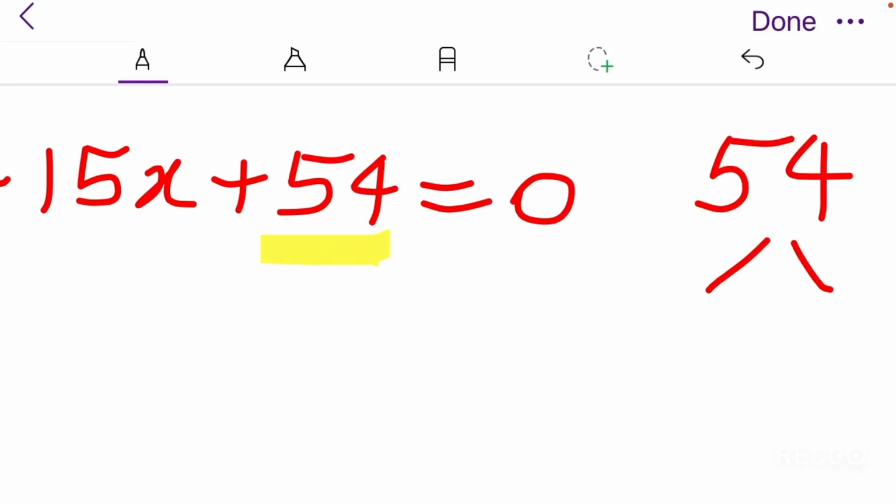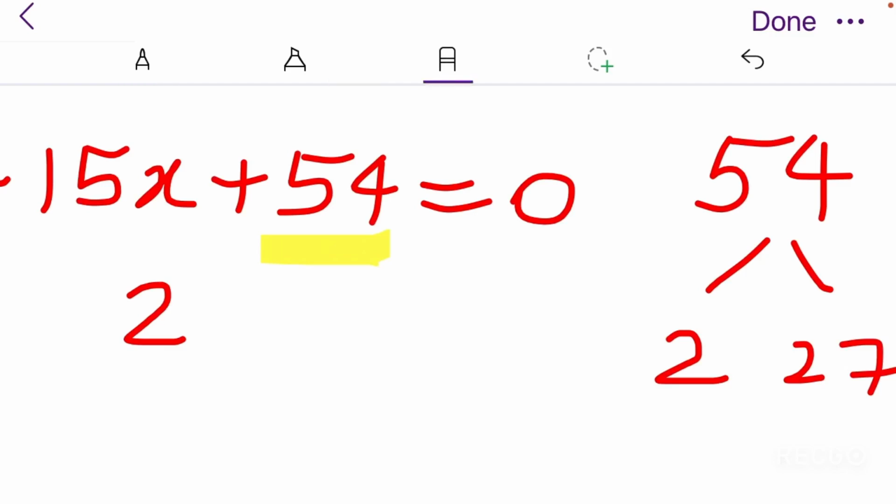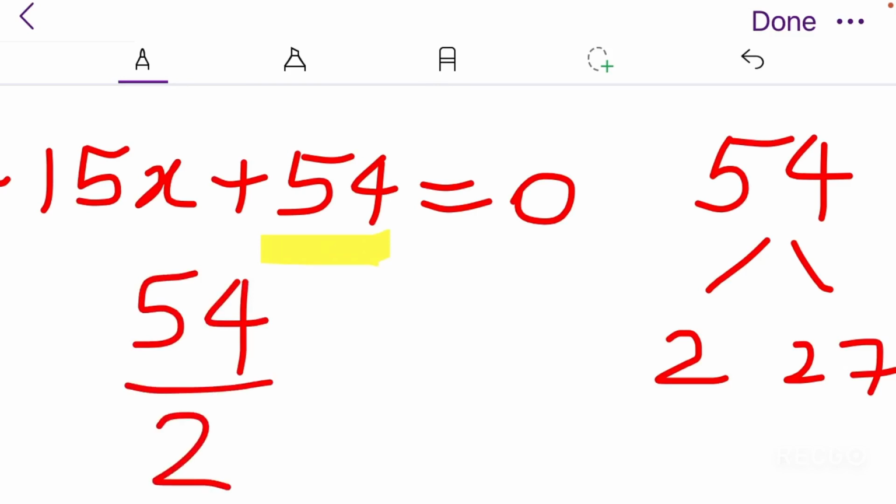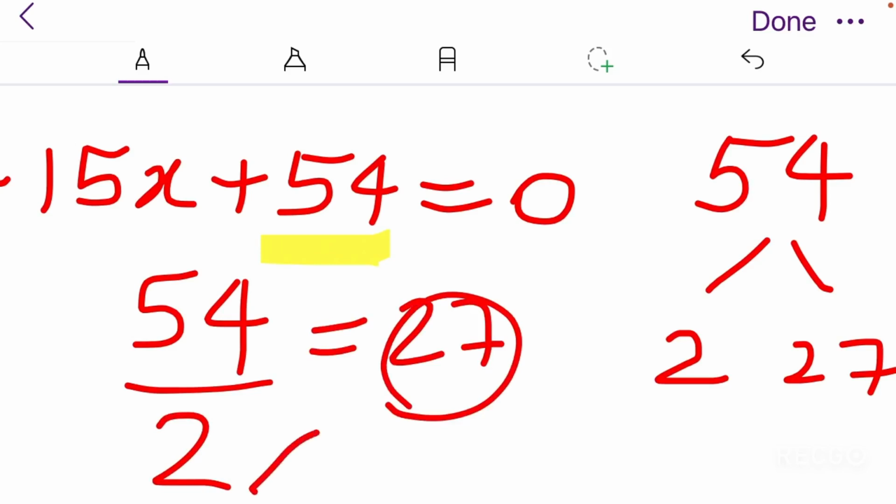When we have to find the factors of 54, we will first start with 2. We have to check whether 54 is divisible by 2. Yes, 54 is divisible by 2. If you calculate, you will understand that 2 times 27 you get 54. If you don't know the tables, you can just divide 54 by 2. When you divide 54 by 2, what do you get? 27. So it means 2 times 27 you will get 54. This way also you can calculate.